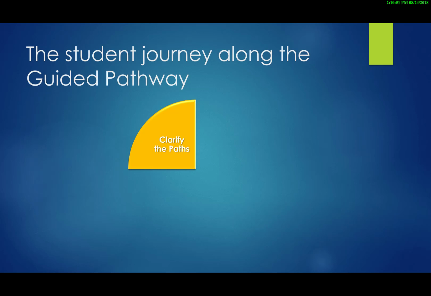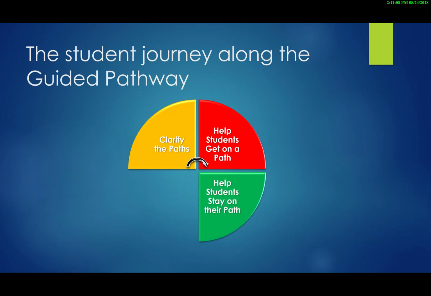First, we want students to be able to clarify the paths available to them and select a path. Then we help them actually get on the path by selecting the appropriate courses and choosing other activities to engage in. Critically important is helping students stay on the path, ensuring that they're successful and remain motivated. And finally, throughout the entire process, we want to ensure that students are learning.